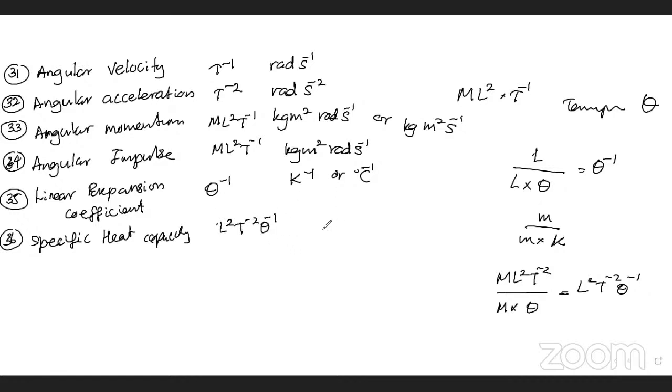And the unit: the heat required is in joules, divided by mass means joules per kilogram, and divided by the temperature means per Kelvin. So joules per kilogram per Kelvin is the unit of specific heat capacity.